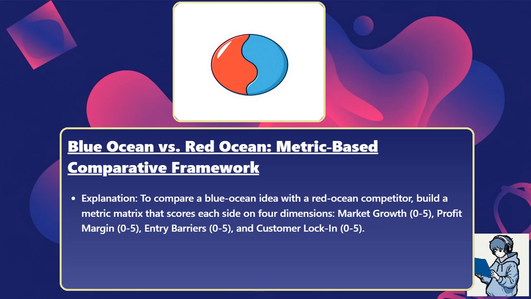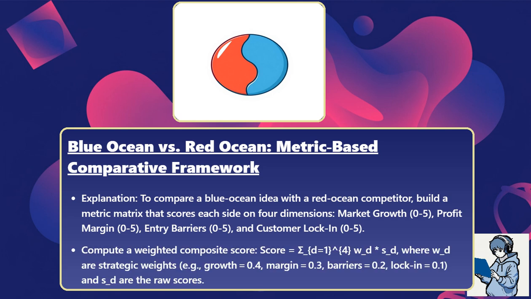To compare a blue ocean idea with a red ocean competitor, build a metric matrix that scores each side on 4 dimensions: market growth 0 to 5, profit margin 0 to 5, entry barriers 0 to 5, and customer lock-in 0 to 5. Compute a weighted composite score. Score equals the sum of W_d times S_d for d equals 1 to 4, where W_d are strategic weights. For example, growth equals 0.4, margin equals 0.3, barriers equals 0.2, lock-in equals 0.1, and S_d are the raw scores.